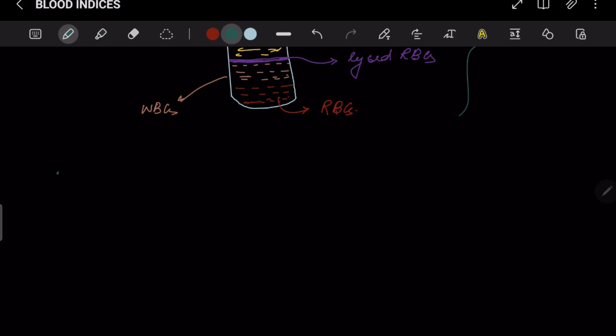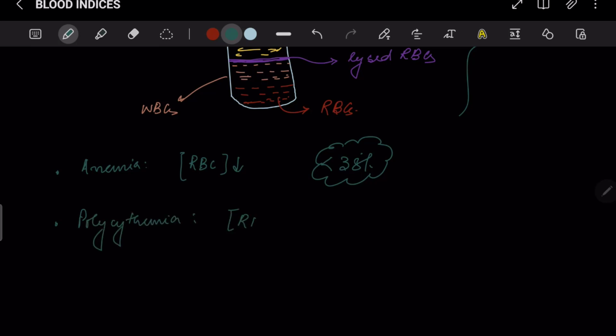The first significance is of anemia. Since the RBC count is decreased in anemia, the PCV will be lower. The PCV will be less than 38%. So if a person's PCV is found to be less than 38%, he or she may be termed as anemic. In case of polycythemia, increased RBC count is seen. As a result, PCV will also increase and its percentage will be more than 48%.